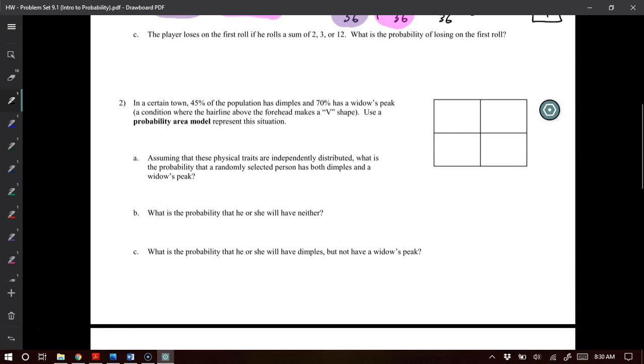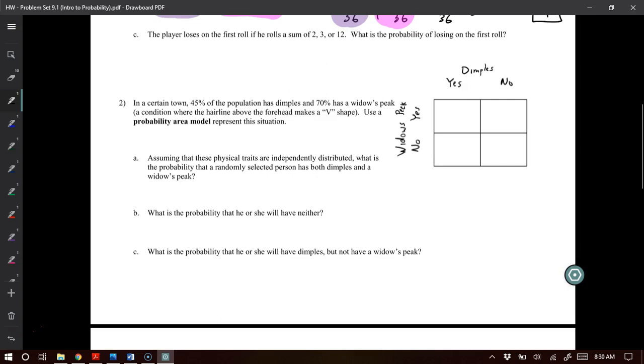Now, if we look at number 2, in a certain town, 45% of the population has dimples and 70% has a widow's peak. So what I'm going to do, and I didn't do this at the beginning, so I'll do it now, is label this top part as having dimples. And we'll say, yes, they do, no, they do not. We'll label the side as having a widow's peak. And we'll make this a yes, and we'll make this a no. So that's how we're going to label the outside for our area model.